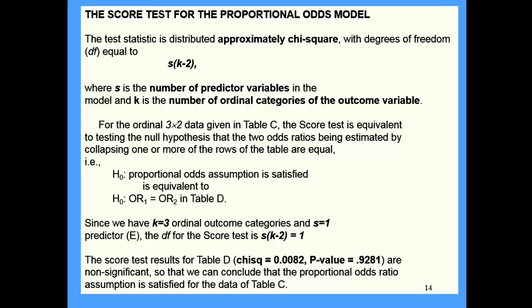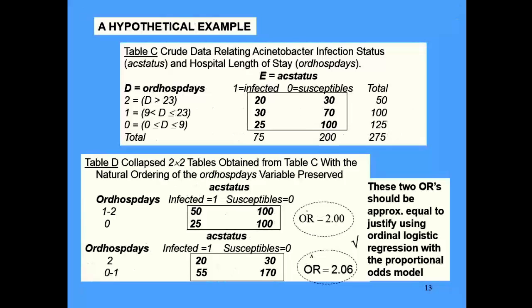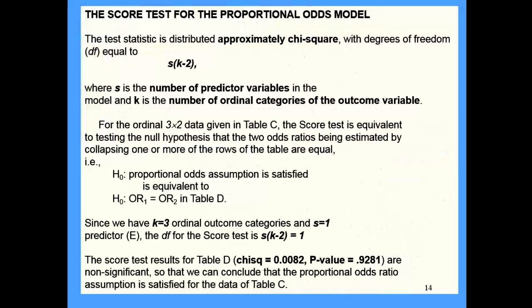Well, if you're just using the crude data, whether you're using the hypothetical example or the real example, then just the crude data, there's only one variable in there. And it's a binary exposure variable. So S is equal to 1, right? So what's the degrees of freedom? 1 times 1, so that's a chi-square with 1 degree of freedom. So if you're going to do this test with the crude data, you get a chi-square with 1 degree of freedom.